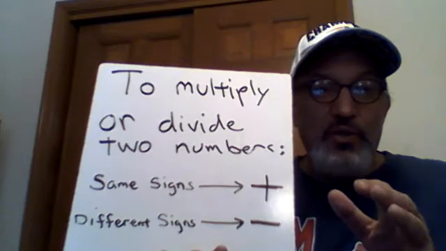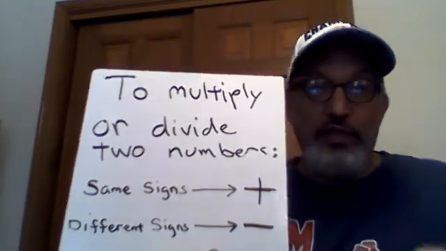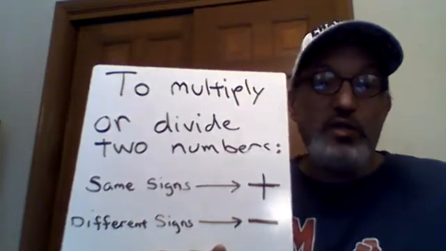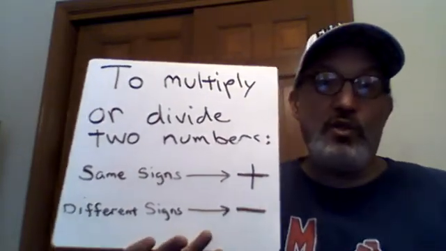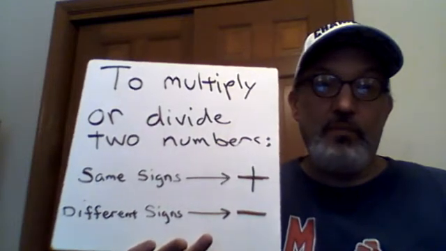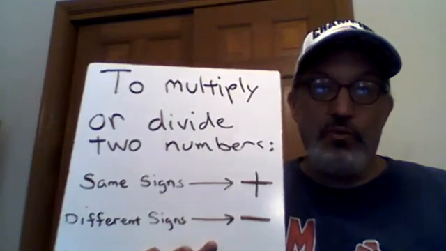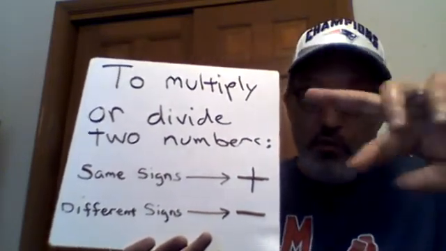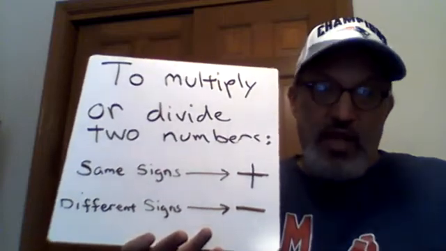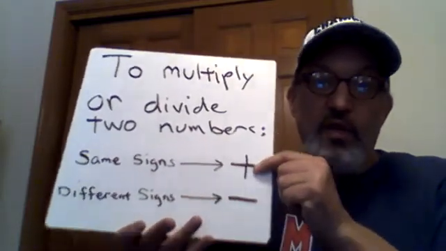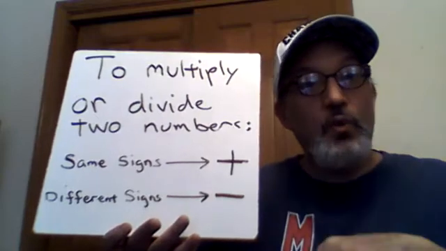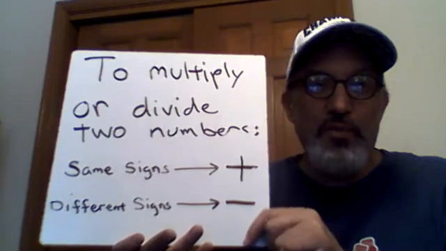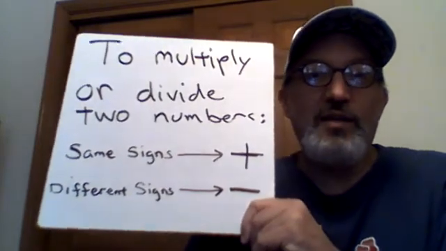A challenging thing will be not to confuse the two sets of rules. Try not to confuse what you've learned about addition and subtraction with what you're now learning about multiplication and division. That's the tough thing. But again, any two numbers being multiplied or divided, if they're both positive or both negative, same signs, the answer is positive. If the signs are different, if one is positive and one is negative, then the result will be negative for both multiplication and division.